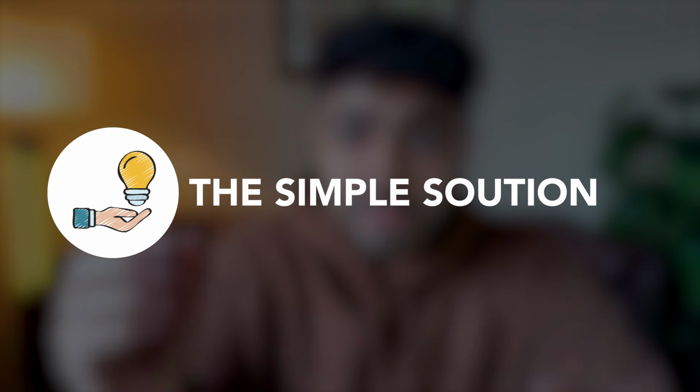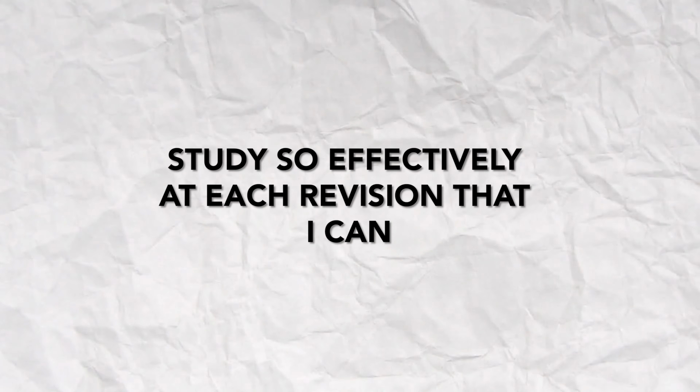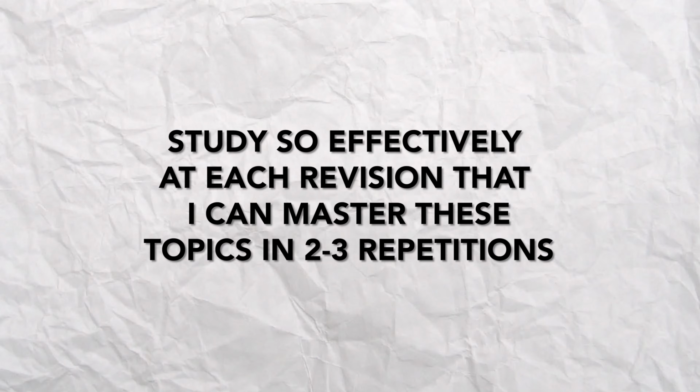Because it's easy to space out 3 topics, but when you have 50 of them, then it becomes a big problem. It's way too impractical to plan and perfectly space them out over months in advance. The solution, however, is simple. Instead of trying to go through topics 4 to 5 times each to somehow force it in your brain, I just thought, why not study so effectively at each revision that I can master these topics in 2 or 3 repetitions. Doing anything more than that just isn't worth it. I'd rather spend time doing practice questions. And that's exactly the strategy I've been following the last few years.